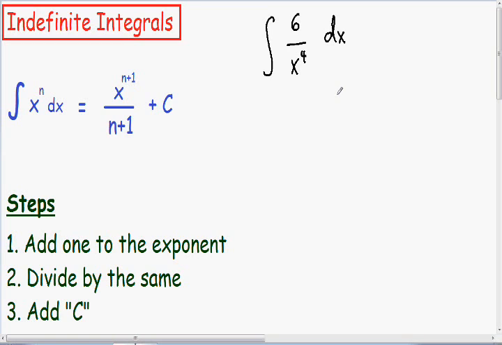So the first thing you want to do for this particular example is we want to get the x out of the denominator and we want to write it in the numerator. So if you remember from algebra, a positive exponent in the denominator is a negative exponent in the numerator. So instead of 6 over x to the 4th, I'm going to write 6 multiplied by x to the negative 4. We can't forget about our dx. So once again, a positive 4 exponent in the denominator is the same thing as a negative 4 exponent in the numerator.